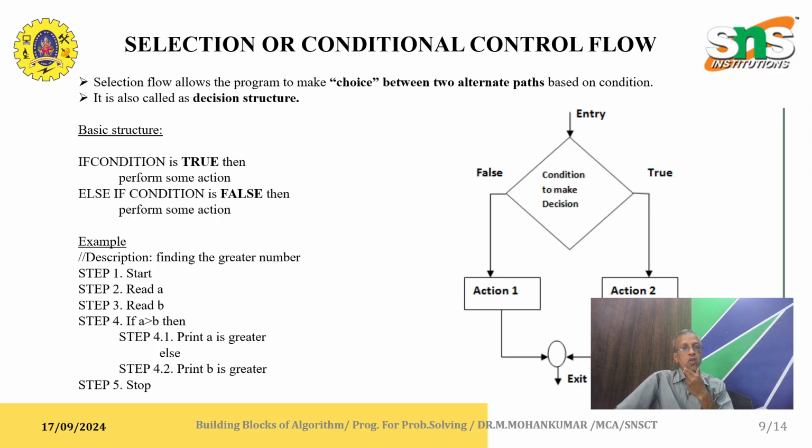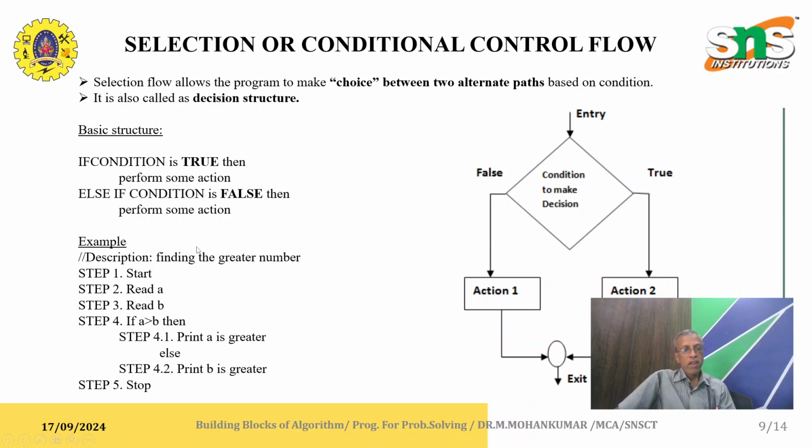Selection or conditional control flow. Selection flow allows the program to make a choice between 2 alternate paths based on a condition. It is also called a decision structure. If the condition is true, then perform some action. Else, if the condition is false, then perform some other action.